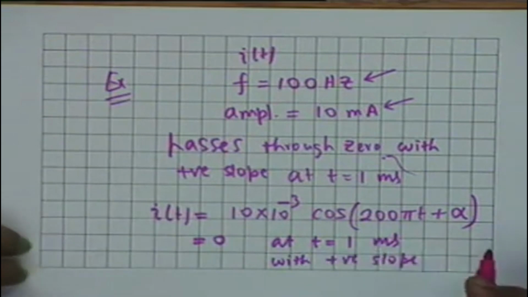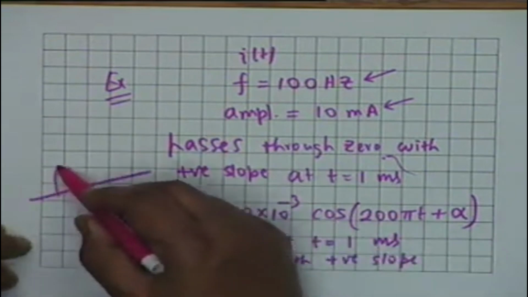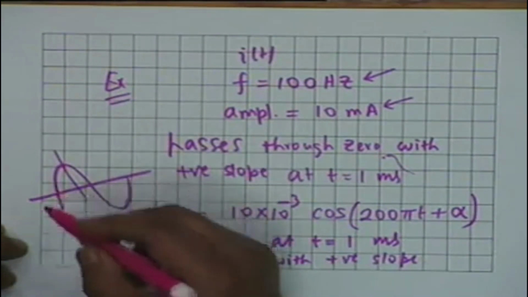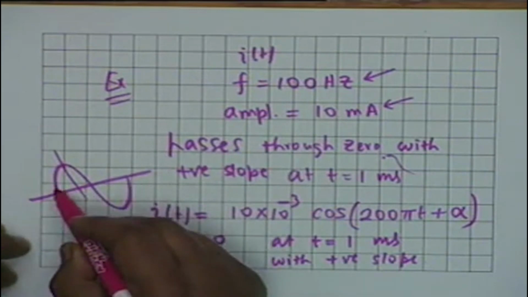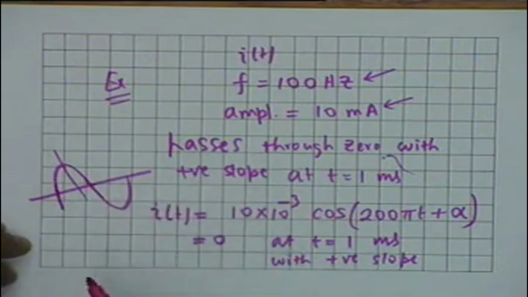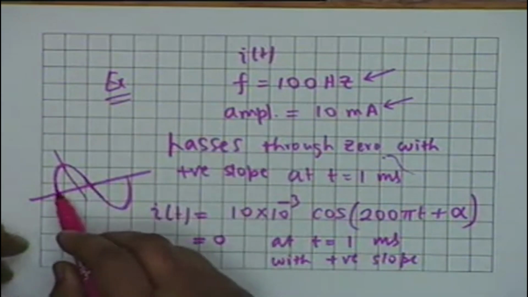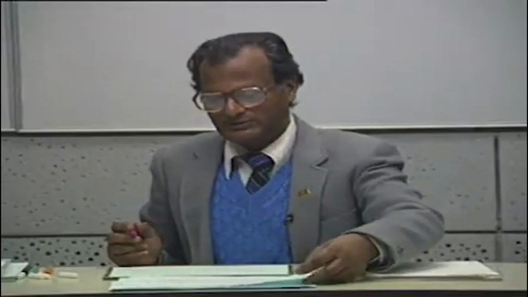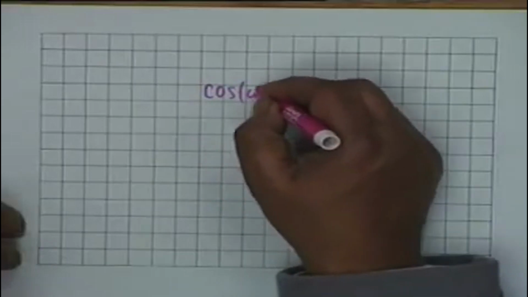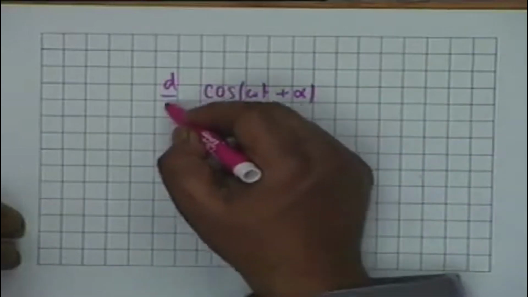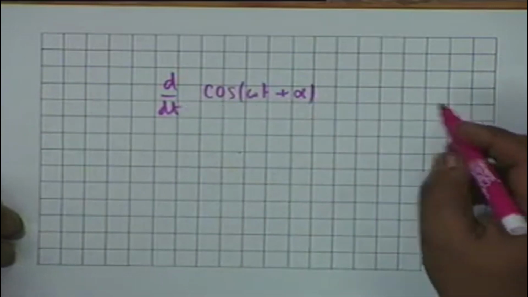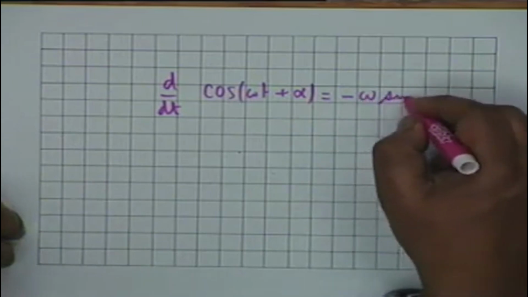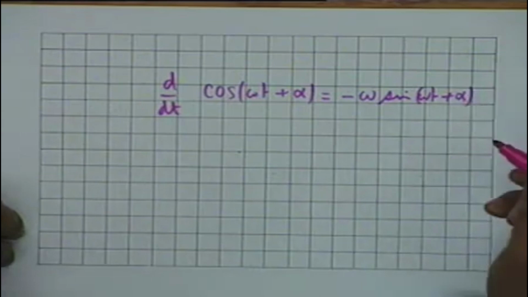Now the importance of positive slope and negative slope, you can see that a cosine waveform is like this. Here at this point it is positive slope. It passes through 0 with positive slope. At this point it passes through 0 with negative slope. So it is this point that is given. Alright. Now what is the condition for positive slope? Let's take a cosine of omega t plus alpha. d dt of cosine omega t plus alpha is minus omega sine of omega t plus alpha.